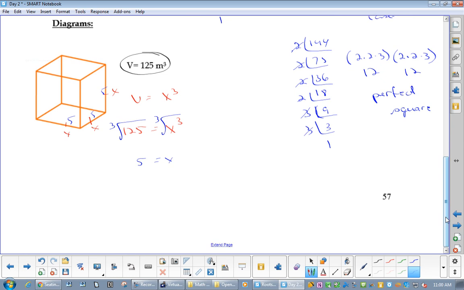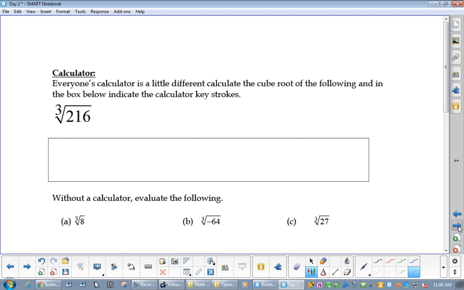Okay? Now, how do you put this in your calculator? It's the first button you need to press. So you hit Math, number 4, and then obviously put in 216, and then enter.